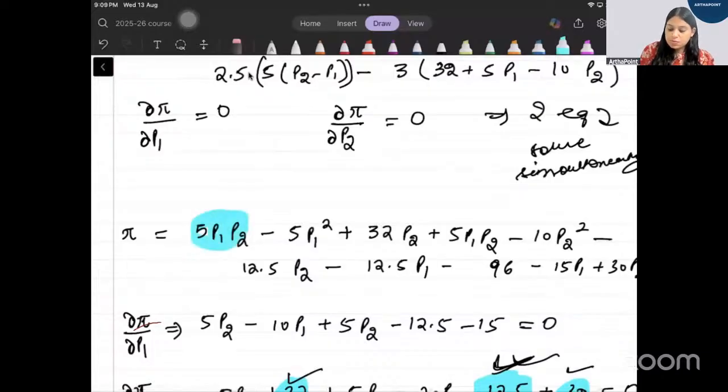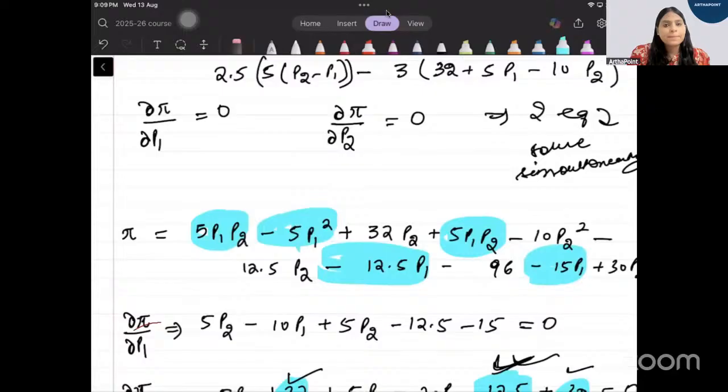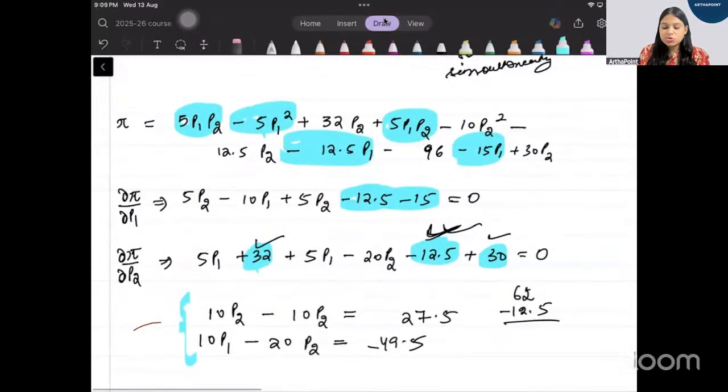Five P2 minus 10 P1 plus 5 P2 minus 12.5 minus 15. Seems fine. So minus 12.5 minus 15 is minus 27.5, goes on the other side 27.5. How will that be 25? I think it's fine. Go ahead, solve for P1 and P2.